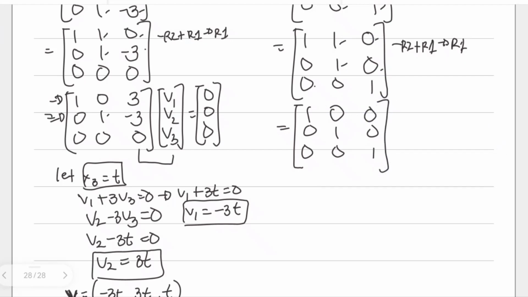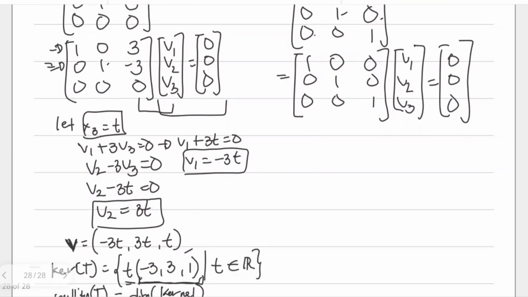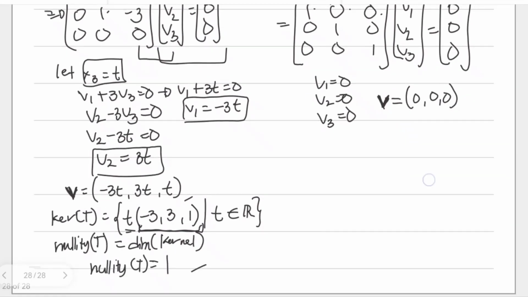Now we have reached this reduced row echelon form, and just like earlier, we're going to multiply here v sub 1, v sub 2, v sub 3, and equate it to the 0 vector in R3. Notice that these are the standard vectors for this 3x3 matrix. If we multiply that, v sub 1 is 0, v sub 2 is 0, v sub 3 is also 0. Hence, the vector here, which makes the transformation equal to the 0 vector in R3, is the 0 vector in R3 itself. This would mean that the kernel of T here is a set containing the 0 vector in R3.